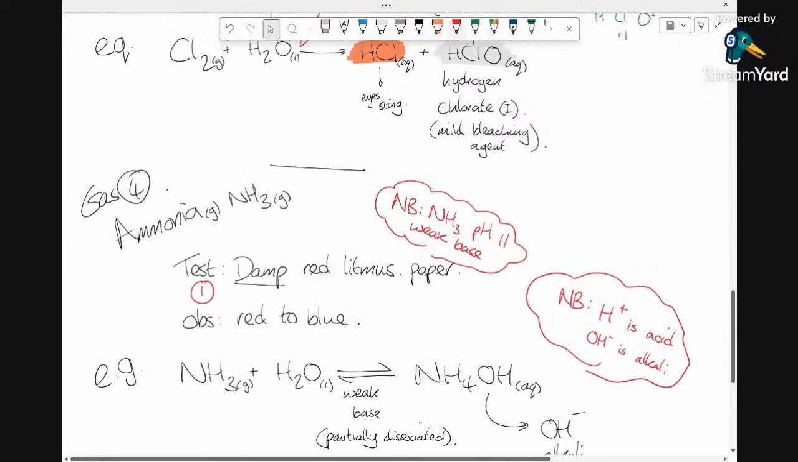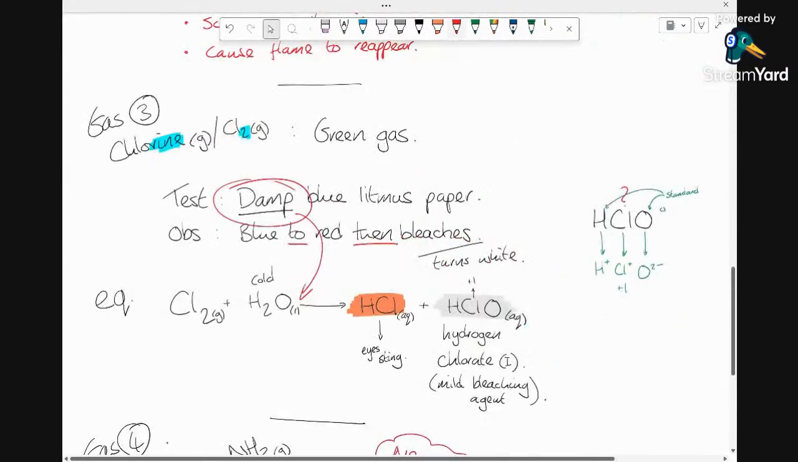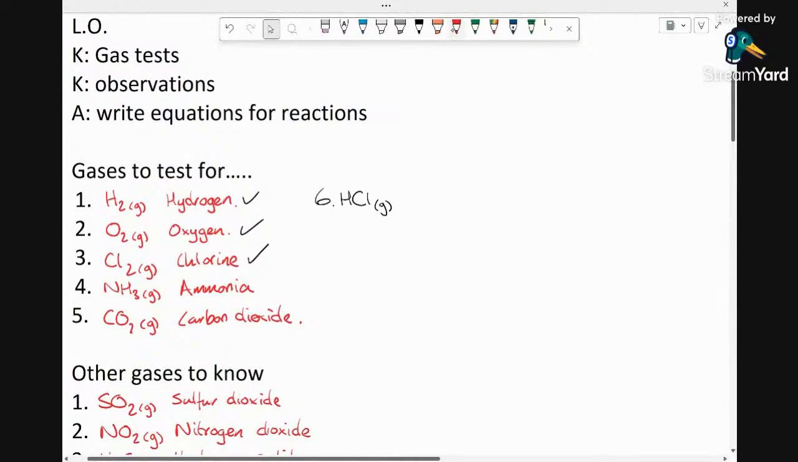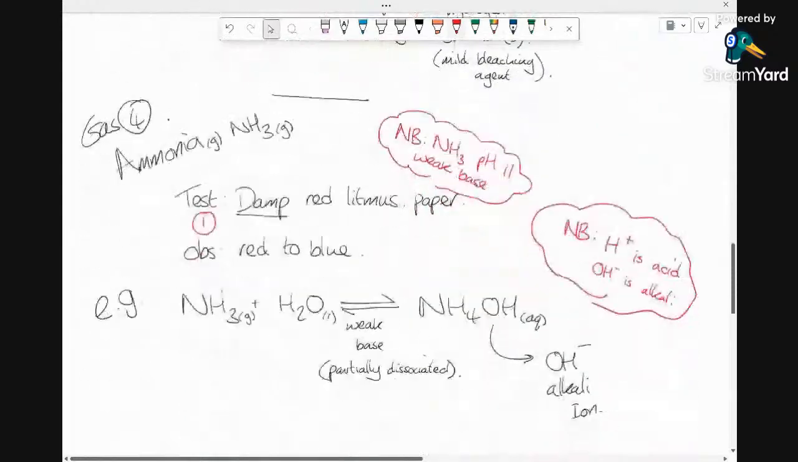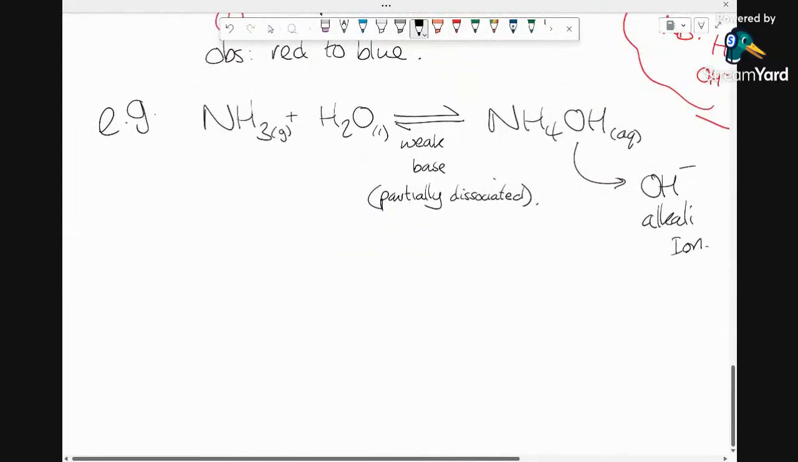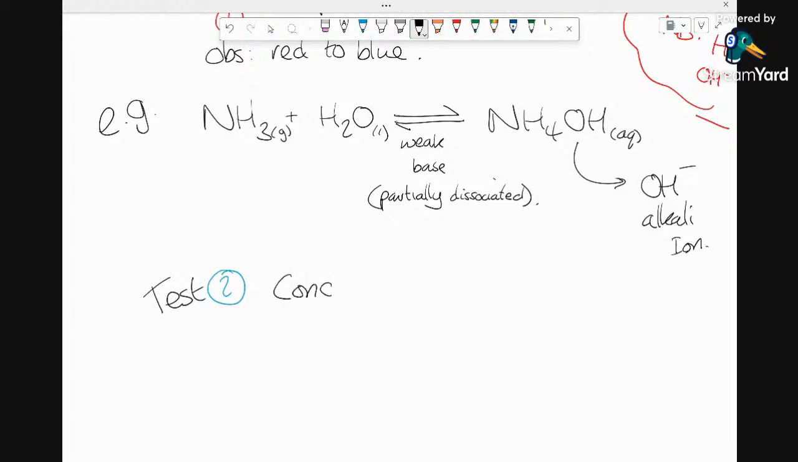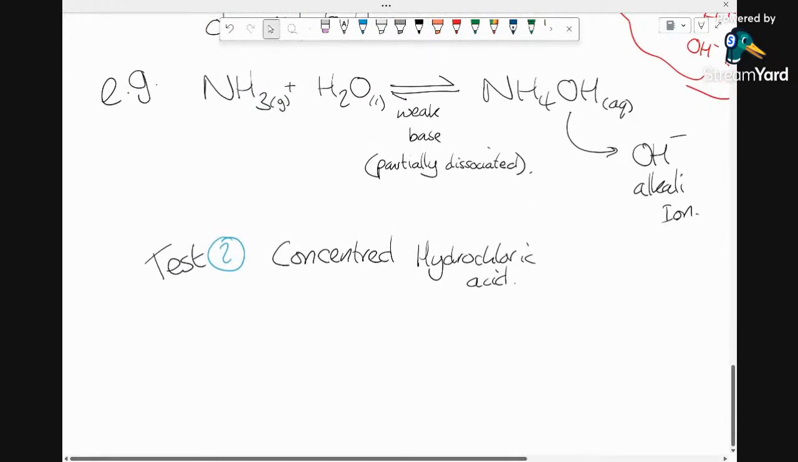There is a second test, and that second test is the same test for hydrochloric acid. Isn't this lovely? I just suddenly realized it was going to bounce, hence why I then added it. So test number 2, this is an interesting one. Test 2 for ammonia is concentrated HCl. You've got to say concentrated, by the way, can't do it with aqueous. Concentrated hydrochloric acid. Shouldn't write HCl, let's write hydrochloric acid.